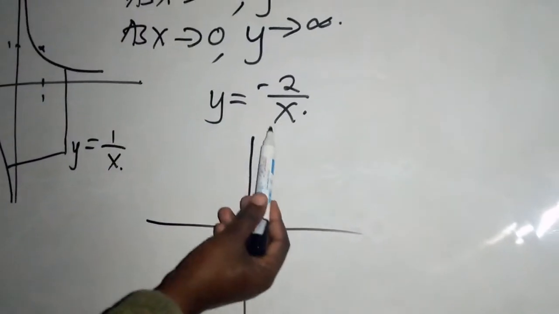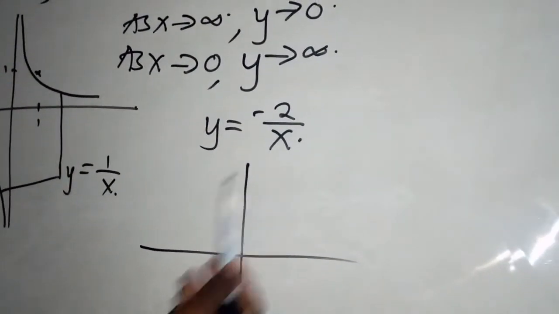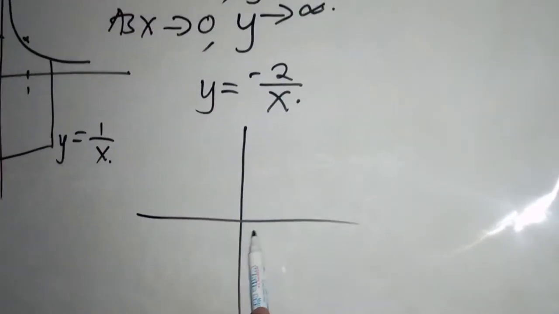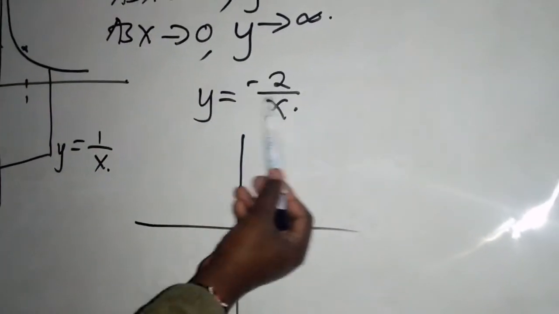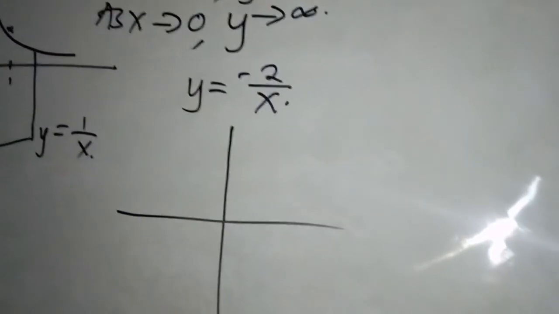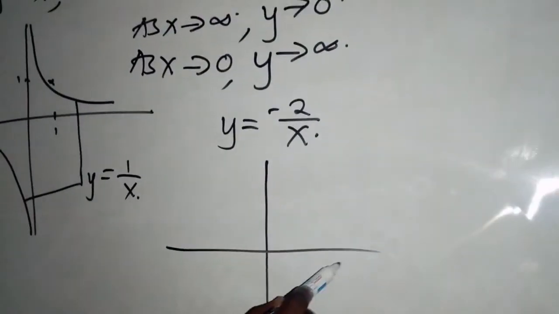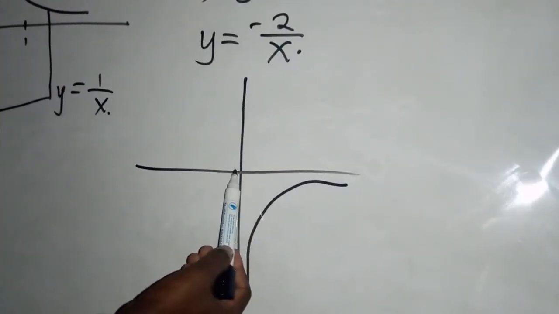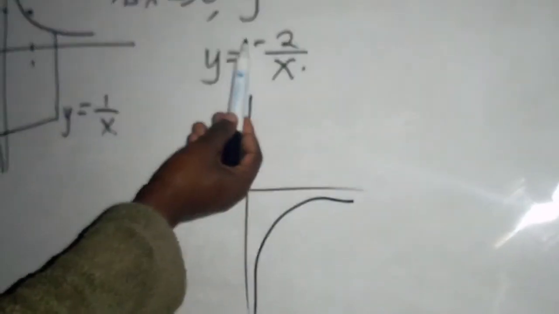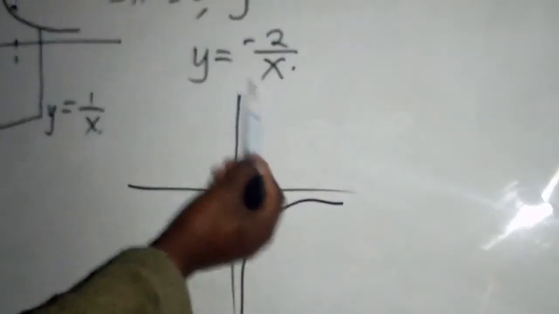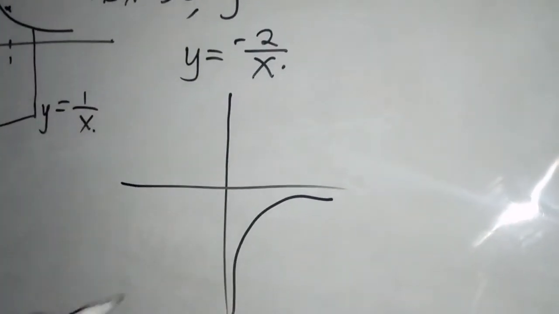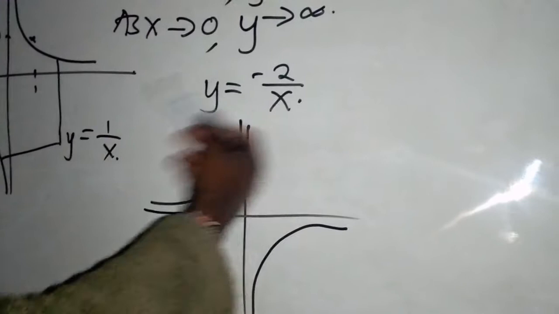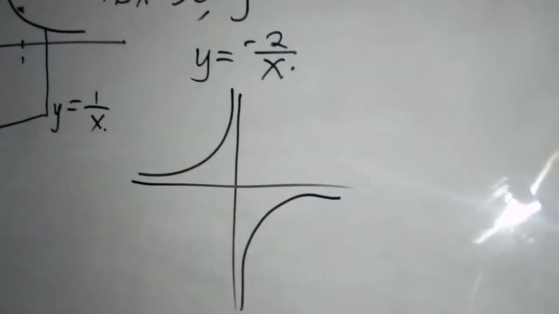When x is positive, negative divided by positive, we are going to have a negative number. So when x is positive, from this point to the right, negative 2 divided by any positive number gives a negative number. Of course, the rule of asymptotes still holds. But when x is negative, from this point to the left, then minus 2 divided by minus anything gives a positive number. The rule of asymptotes still holds. So this is the graph of y is equal to minus 2 over x.